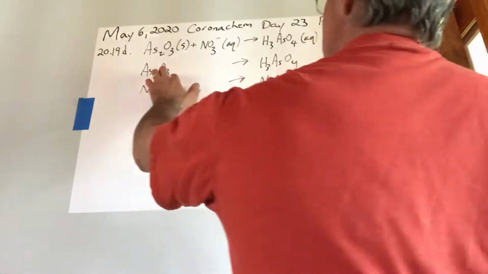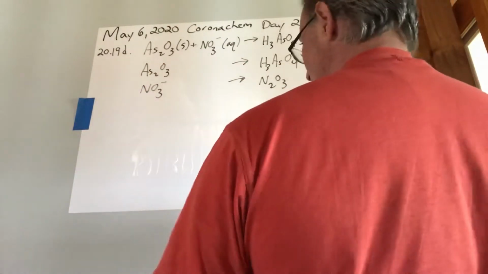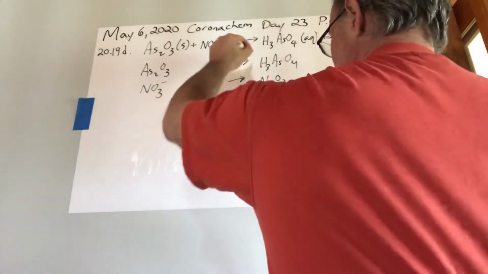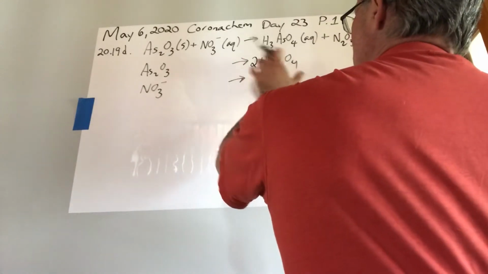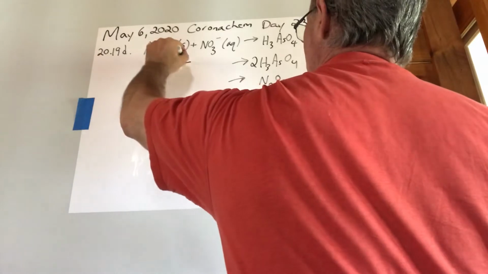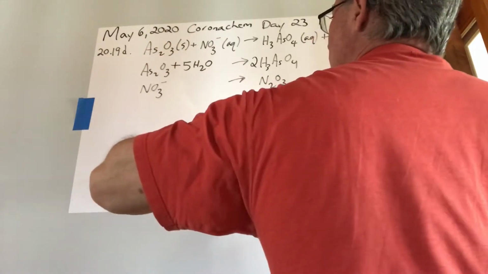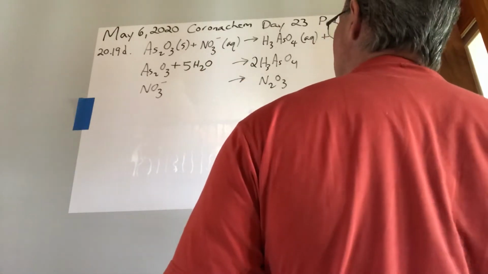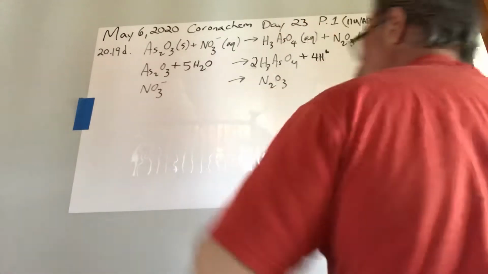So we have 3 oxygens on this side, 4 oxygens on that. But even before we start that, we notice that there's 2 arsenics here, 1 arsenic there. So that forces you to put a 2 over here. 2 times 4 oxygens gives you 8 oxygens, and there's only 3 oxygens on the left. So we're going to balance that by putting 5 waters. That creates an imbalance of 10 hydrogens on the left versus 6 hydrogens on the right. So we're going to balance that by putting 4 hydrogens on the right.